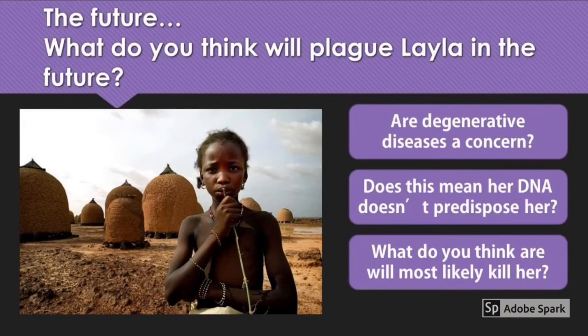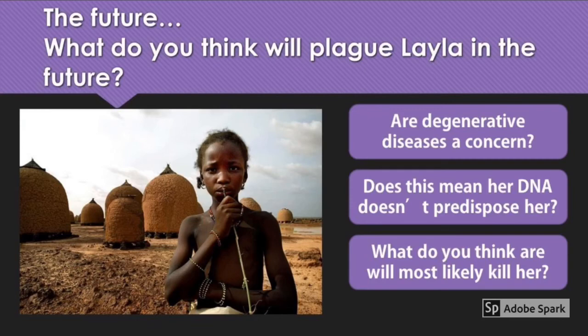So when you look at these two ladies and think forward a little, what do you think will plague Layla in the future? Will she be concerned about degenerative diseases? Will her lifestyle allow her to live a life that's long enough for some degenerative diseases to get a foothold on her?